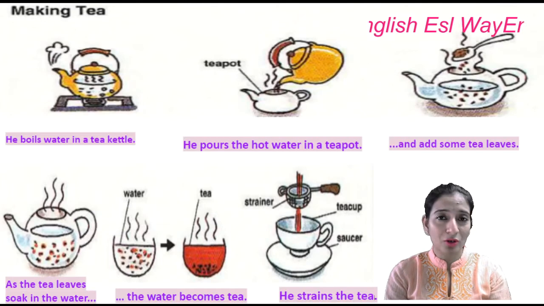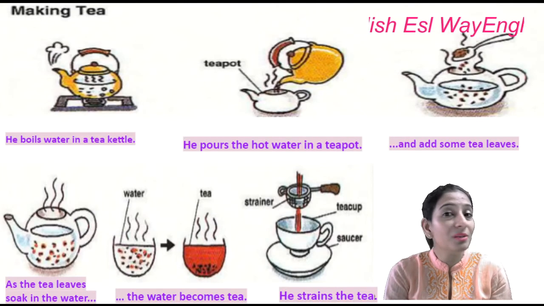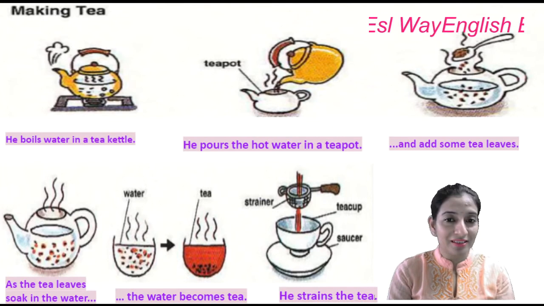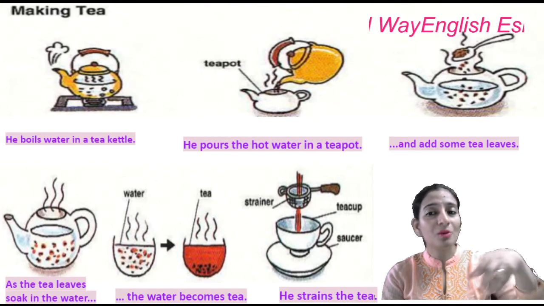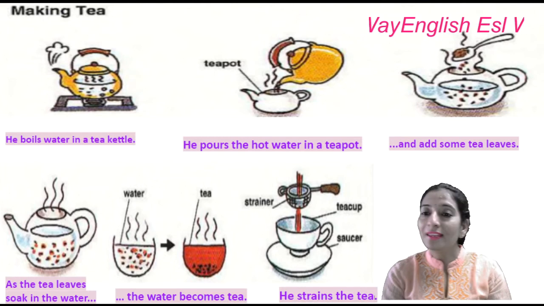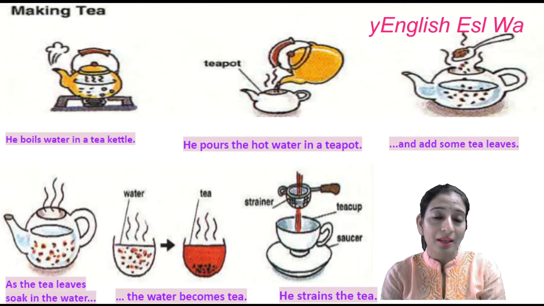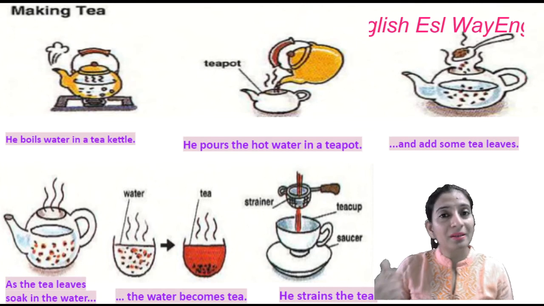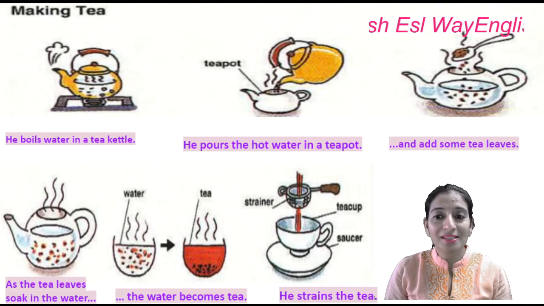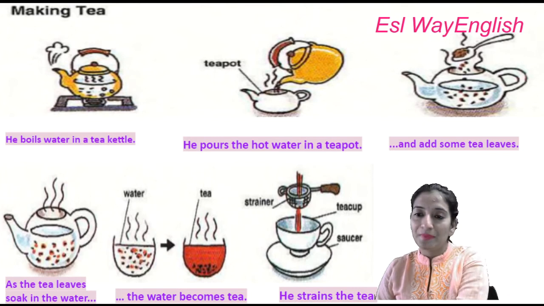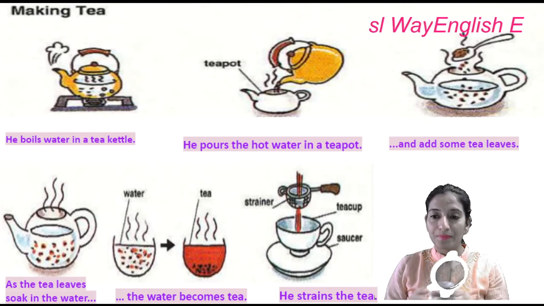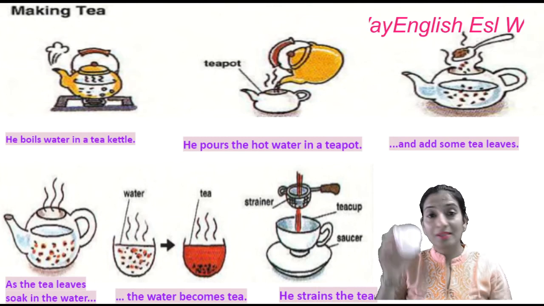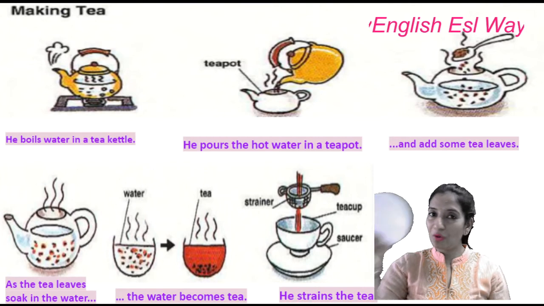Brother doesn't like coffee. He prefers tea to coffee, so he makes tea for himself. So what does he do? He boils water in the tea kettle and he pours the hot water into a teapot. And then he adds some tea leaves. And then as the tea leaves soak, the water becomes tea. And then he strains the tea this way. He strains the tea into the cup. Right? This we call a cup and this we call a saucer.